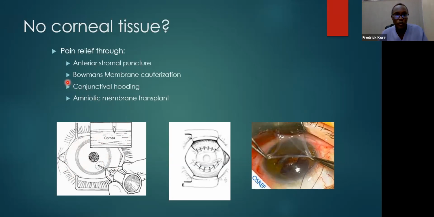because of other reasons why you can't do a DSEK. You can do Bowman's membrane cauterization for the same reasons, fast forwarding them to stage 4. Some people have done corneal hooding just to give them comfort, to cover those endothelial nerve endings. And some people have tried amniotic membrane covering.